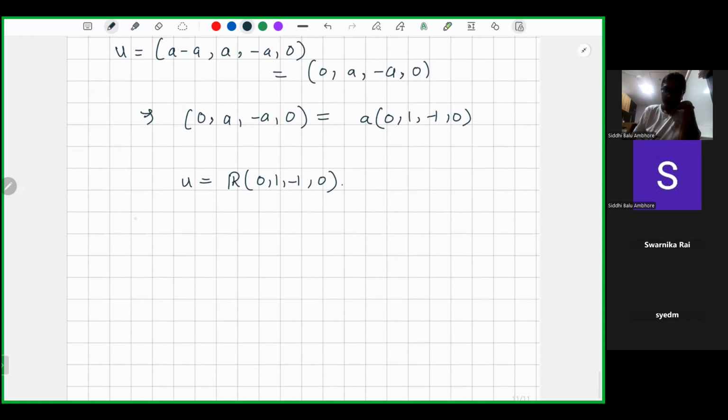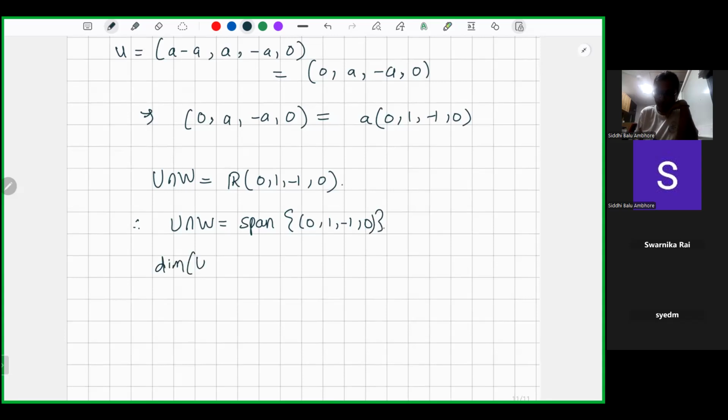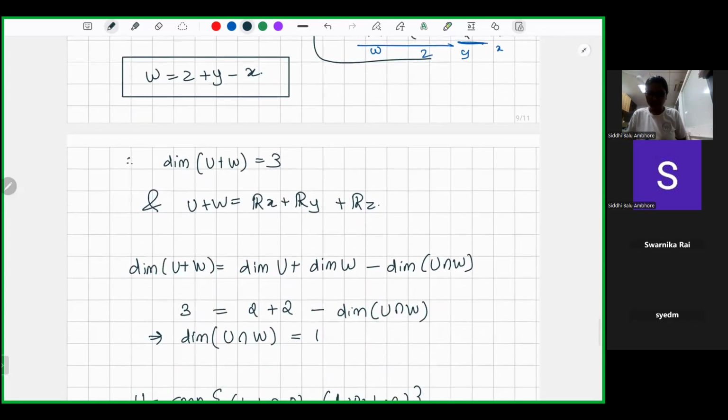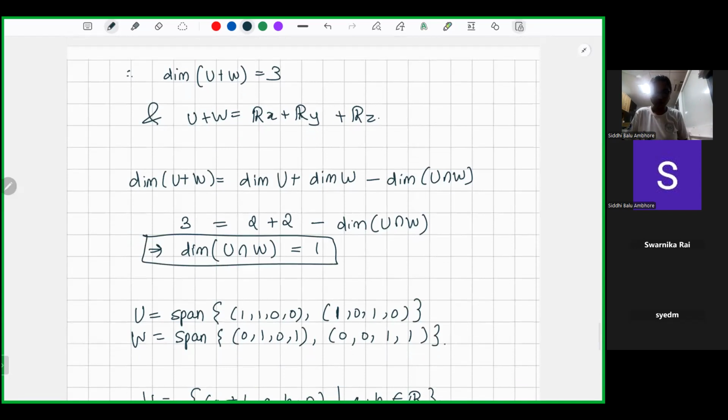Yes, so therefore U intersection W is the span of this 0, 1, minus 1, 0, and the dimension of U intersection W is anyway 1, as we calculated from the formula here. So yes, any doubts here?